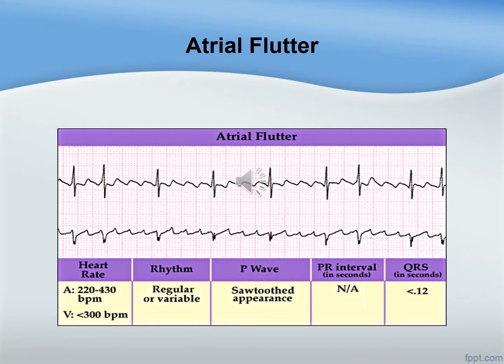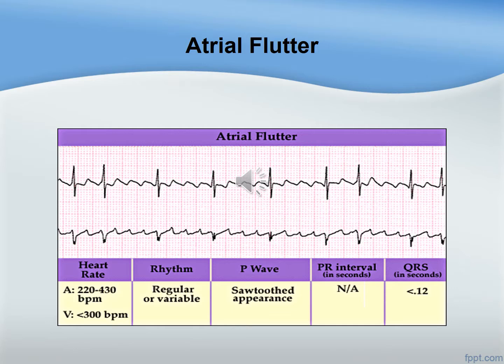But the rhythm is usually regular, but it also can be irregular due to the change in the AV conduction. The P waves are identical in pattern, but it has a saw-like pattern because the impulses are coming throughout the atrium and not just from one focal point. The PR interval is not measurable, and the QRS is normal, and that's because when the impulses are going to the ventricle, it is normal. So the ones that actually go to the ventricles are normal.